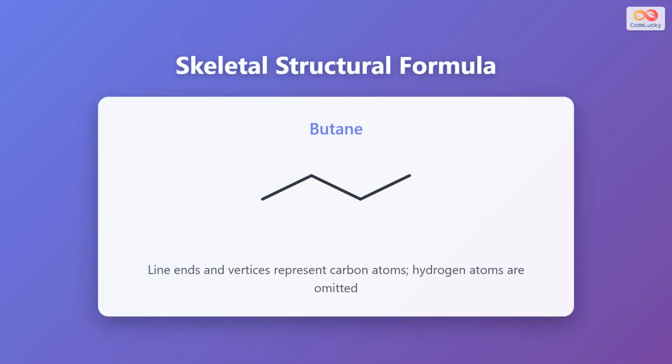Skeletal formulas use the simplest notation, especially useful for larger organic molecules. In this representation of butane, each line represents a bond, and each vertex or line ending represents a carbon atom. Hydrogen atoms bonded to carbon are not shown, they're simply understood to be present to satisfy carbon's need for 4 bonds. This streamlined format makes complex molecules much easier to visualize.